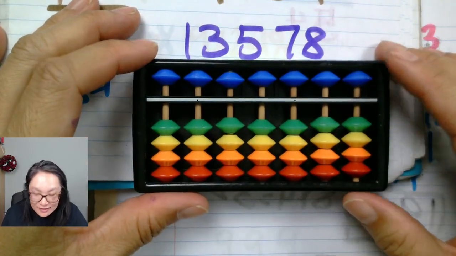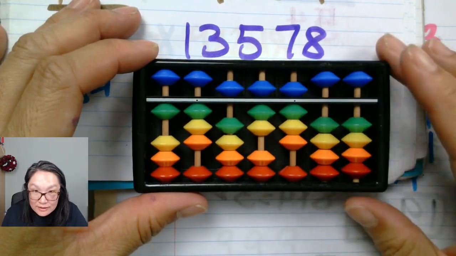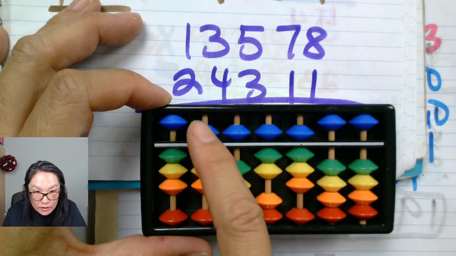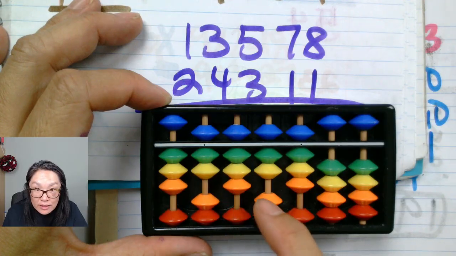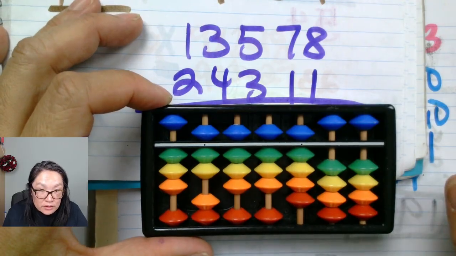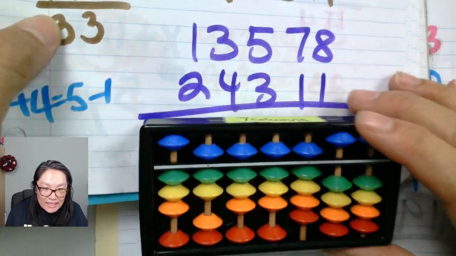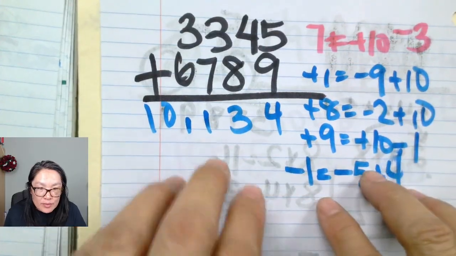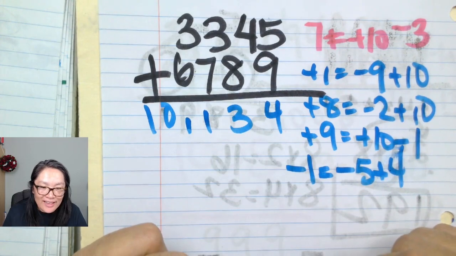We know this one. 1, 3, 5, 7, 8. Then what do we do? We add 2. We add 4. That's kind of hard. Add 3. Add 1. If you teach from scratch, I'll be here every day. It's kind of hard for me because there's a lot of steps. That's why that book threw her into college level.